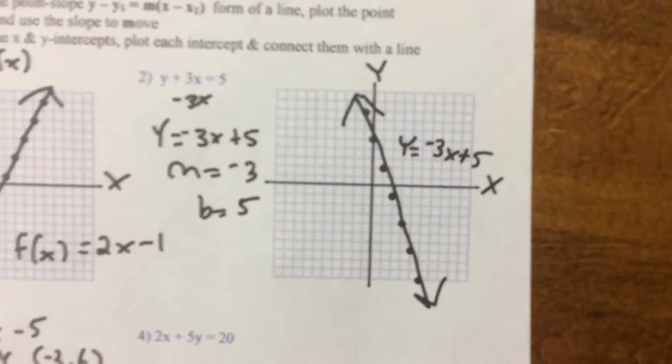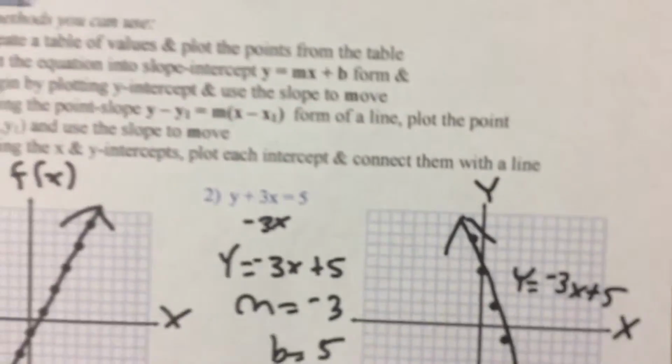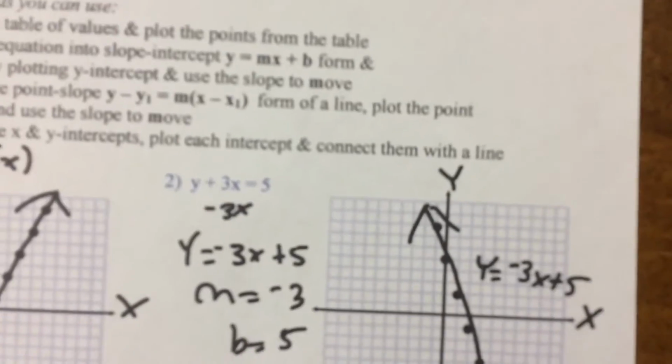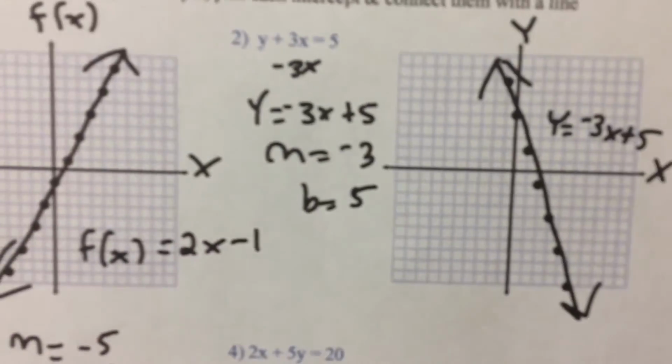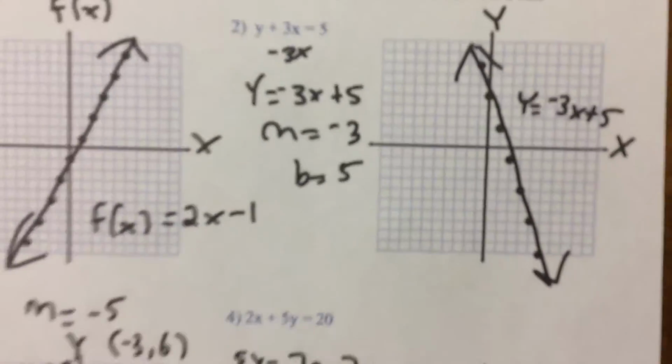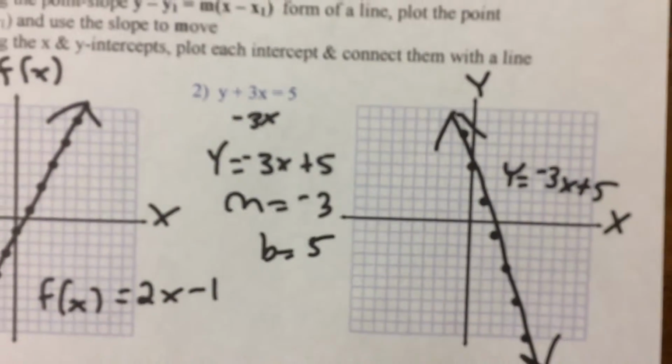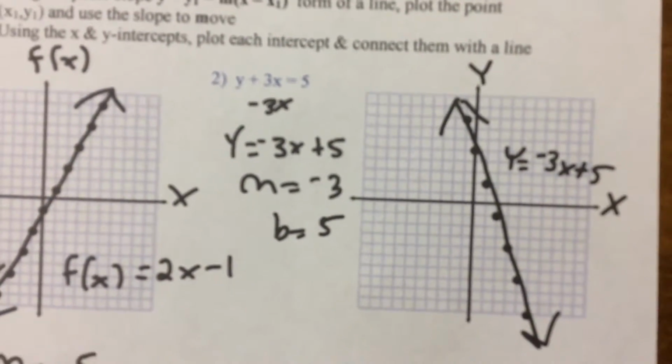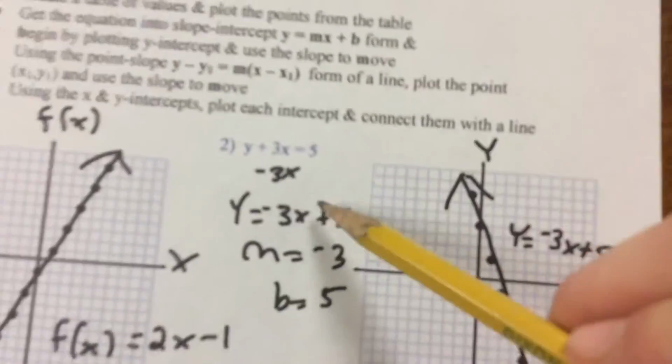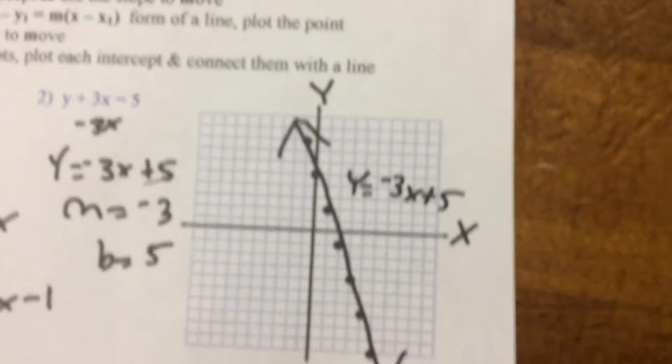Next problem. y plus 3x equals 5. You would have to subtract 3x from both sides to get into y equals mx plus b form. Then you would get y equals negative 3x plus 5. Your m is negative 3 because negative 3 is with the x, and b equals 5 because plus 5. You would begin at 5. Then you would go down 3, right 1, down 3, right 1, till you get to the bottom.